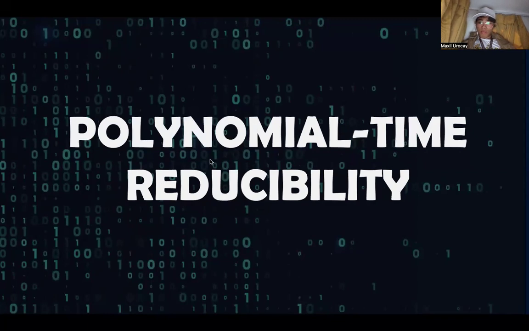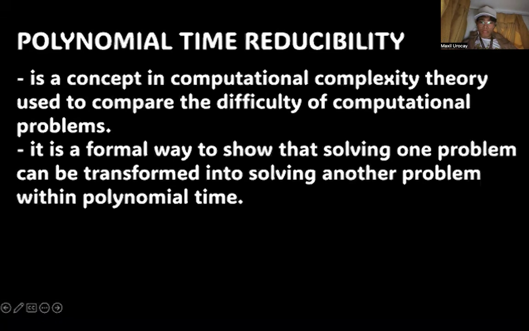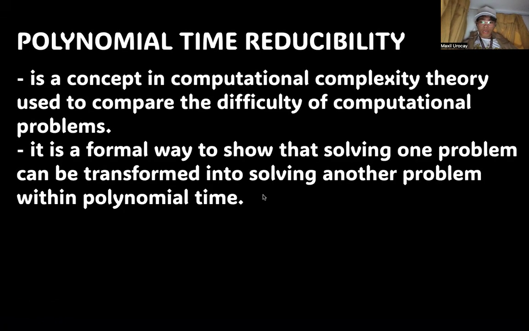In this video, I will be discussing my report, which is all about polynomial time reducibility. Let's first define what is the so-called polynomial time reducibility. Polynomial time reducibility is a concept in computational complexity theory used to compare the difficulty of computational problems. It is a formal way to show that solving one problem can be transformed into solving another problem within polynomial time.